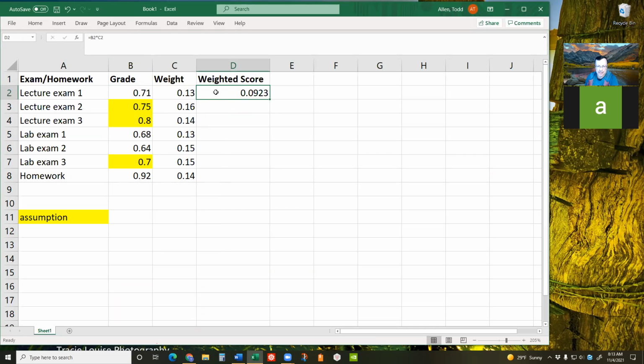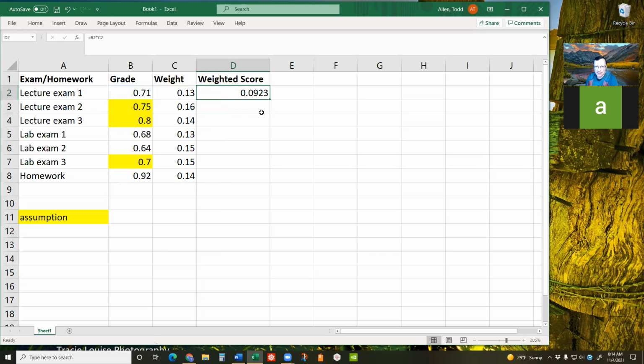If you know how to set that up in Excel, I'll do it one more time for you. You can see what I did was I hit the equal button. I clicked on the number in the B column. I hit the asterisk sign on my keyboard for multiplication. I hit the 0.13 number in column C, and I hit return.